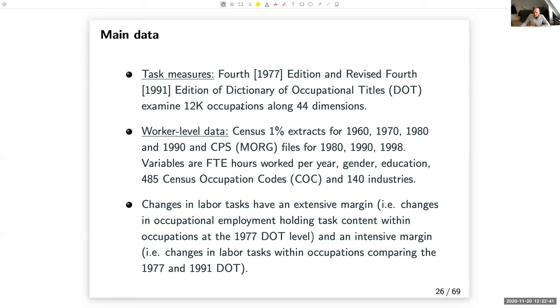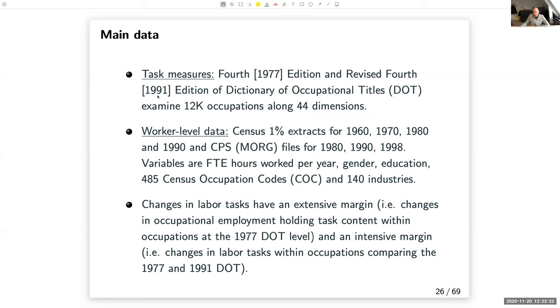A final note is that we're mainly going to be using the 77 DOT version. So basically we'll have just one occupation classification of task content, using the 1977 Dictionary of Occupational Titles. Towards the end of the paper, we'll also exploit the 1991 DOT by looking at how task content has changed within occupations over time.